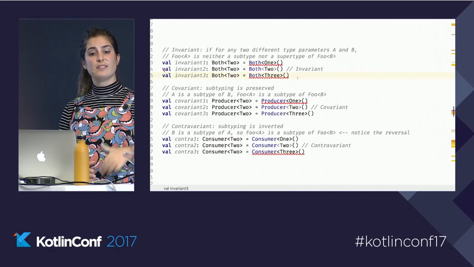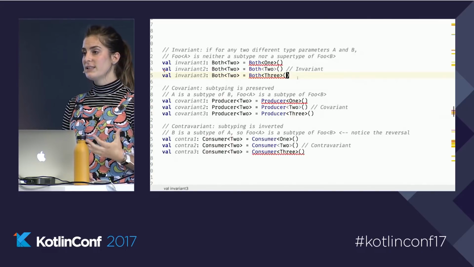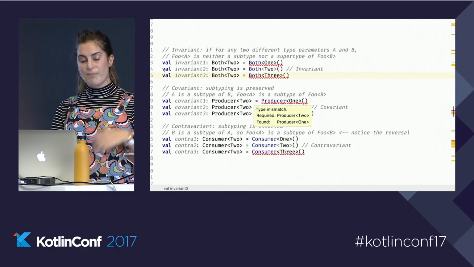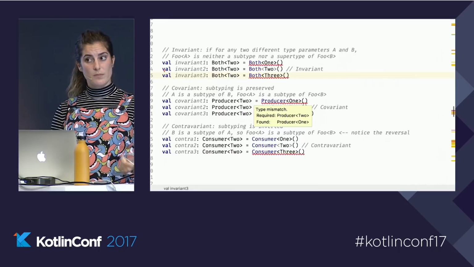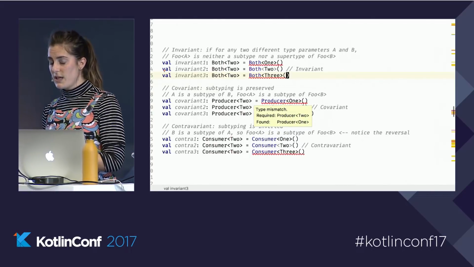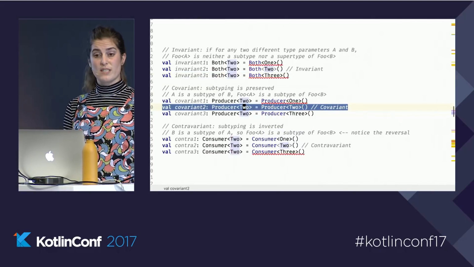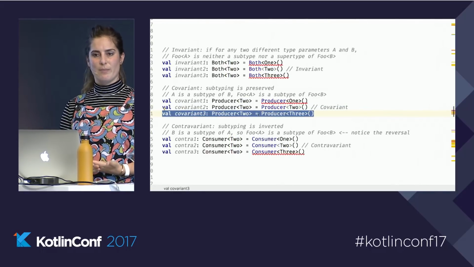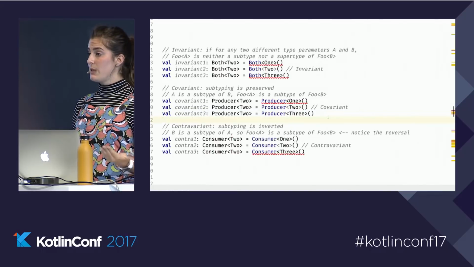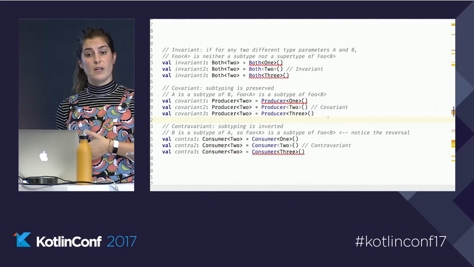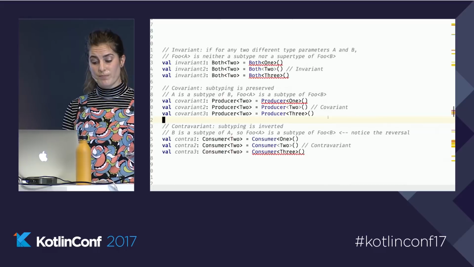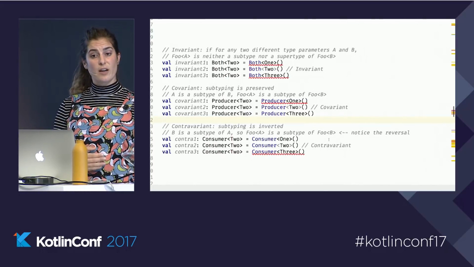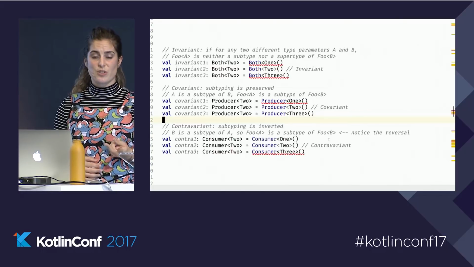However, you also have something called covariance. And the concept of covariance means that subtyping is preserved. And so here, if A is a subtype of B, then Foo A is a subtype of Foo B. You can see this because we still have this invariant case working, but now we also have this line compiling for us. 3 is a subtype of 2, and so Producer of 3 is a subtype of Producer of 2. Now, again, you're probably not shocked to find out that if we go to that contravariant case, we've actually switched things around.